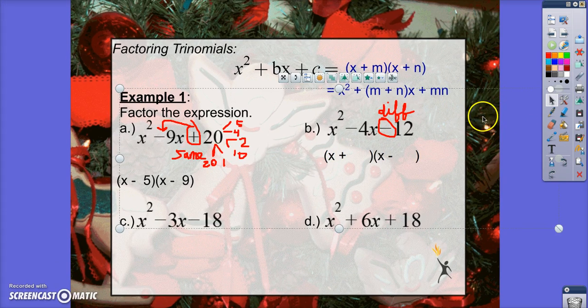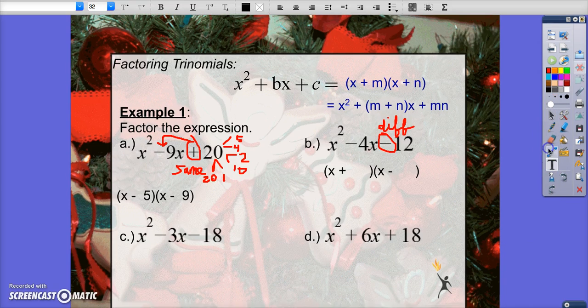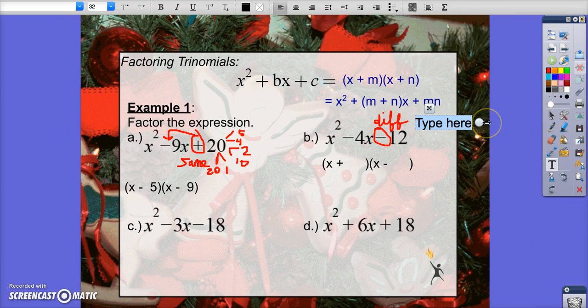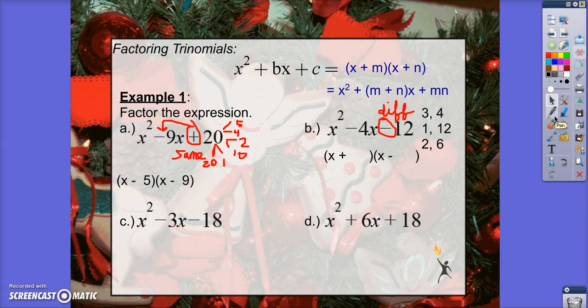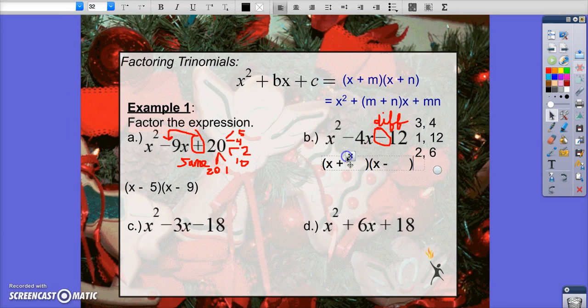And then I think of my factors of 12. Maybe this time around I'll just type them over here so it's not as messy. You have what? 3 and 4, 1 and 12, 2 and 6, right? Well, now because it's different, I add or subtract the 2 numbers and I want to get negative 4. So I'm going to want a positive 2 and a negative 6. So it actually matters this time where you put each of them. 2 minus 6 is negative 4.